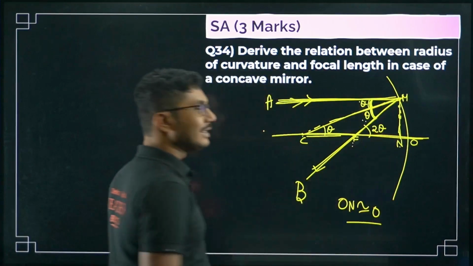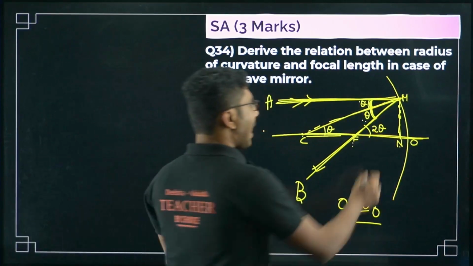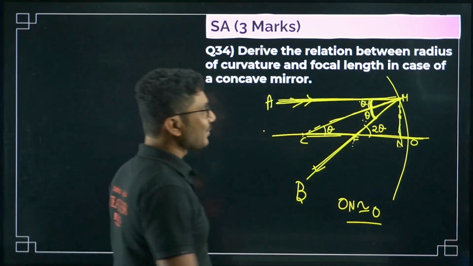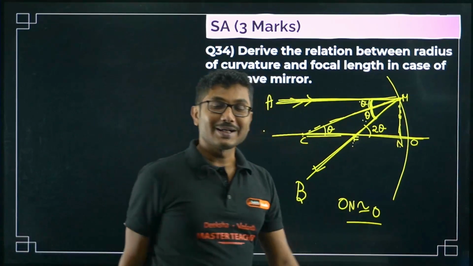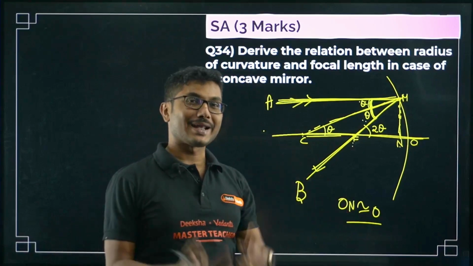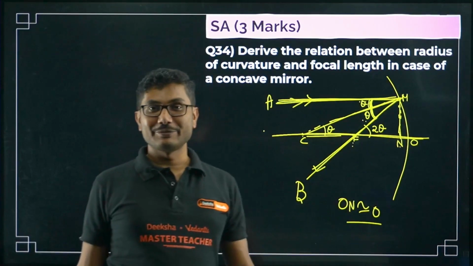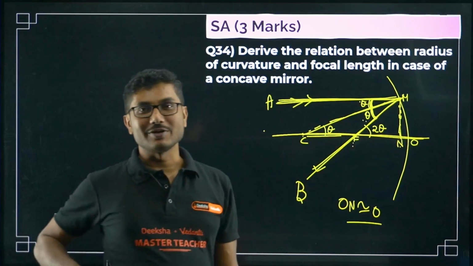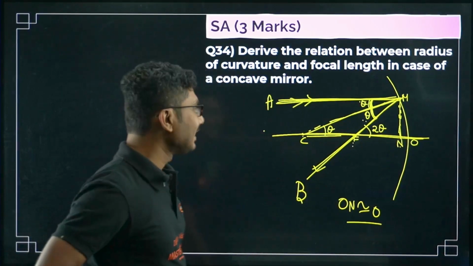Then why do we need this line? Because to apply the principle of triangle, we need a triangle. That is why we draw this line. But after drawing it, for paraxial rays we can ignore it and say that whatever this distance CN is, the same distance is equal to CO. That is the trick in this derivation.